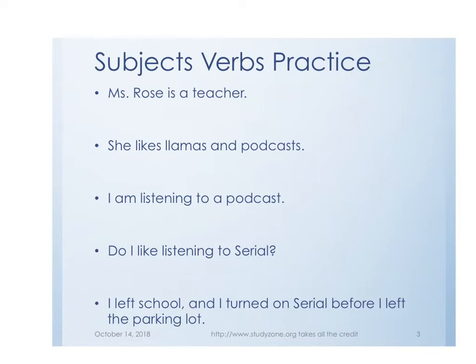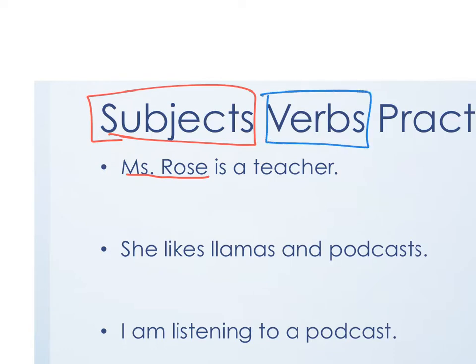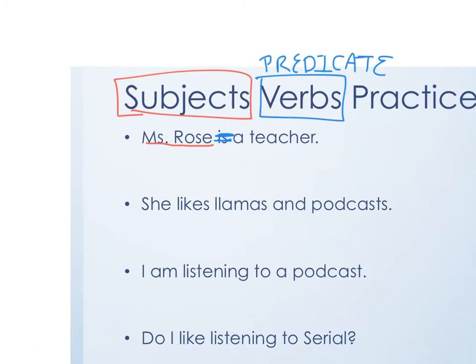Okay, if you need more time, pause the video. Fine, sweet. So, Miss Rose is a teacher. In this one, my subject is Miss Rose. I'm going to do all my subjects in red, and all my verbs or my predicates in blue. In this case, I know that "is" is a linking verb because I can substitute the equal sign. Miss Rose is. So that's my subject and my verb.